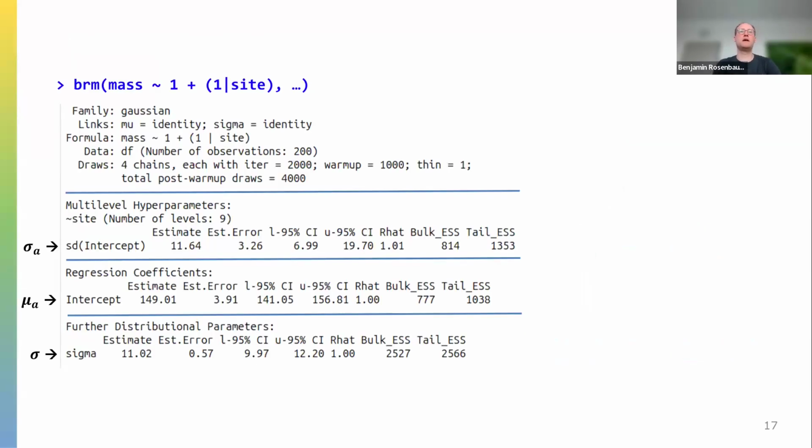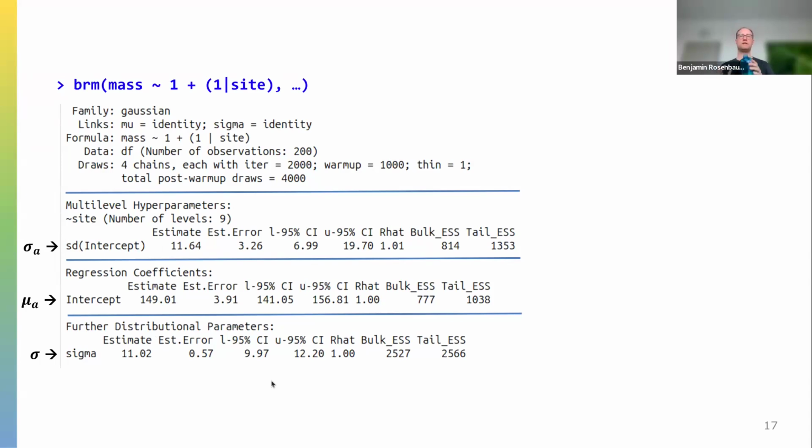If you fit this model in brms, the output is quite similar to what you might know from lme4. You get all of this information in different lines. So first, on the side level, you do not get the actual side level means. You just get information on how much these vary. Here the variation of side level means is around 11. Then the regression coefficient here is the actual overall mean, so the mean weight is around 149. And here the further distributional parameter is just the residual standard deviation, what we already know from all of the other linear models.